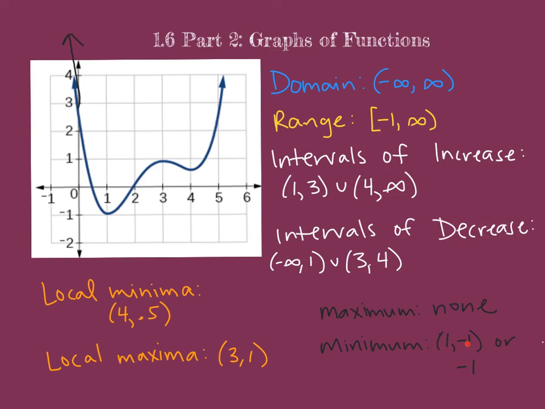If you want to put coordinate points, great. If you want to just write what the actual minimum is, that's the y value. All right, so domain as a review is your x values left to right. Range is your y values down to up.